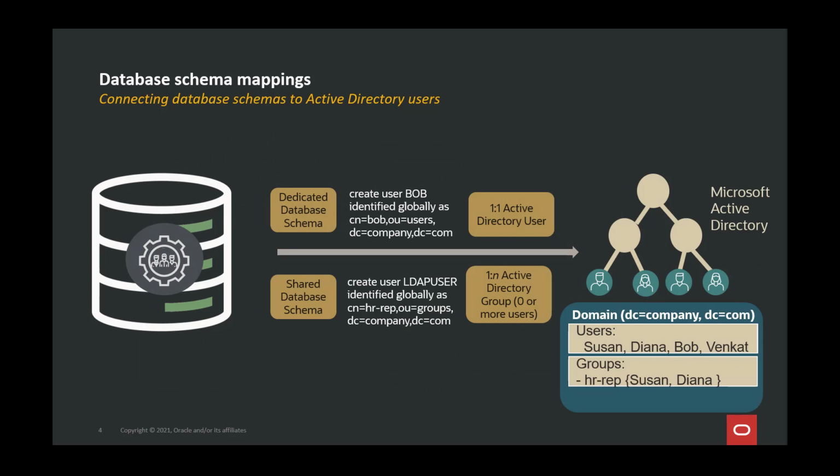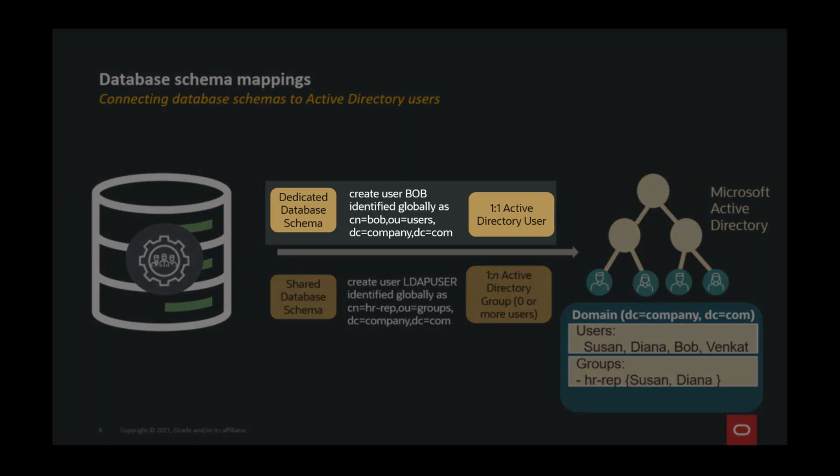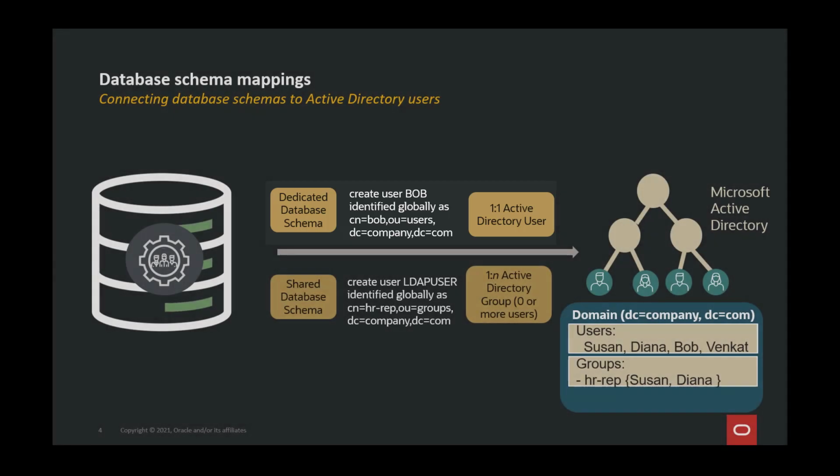Now, I'd mentioned that we're going to map database schemas to Active Directory users. We have two options for how we do this mapping. We can use what's called a dedicated database schema, and this is one where you have the schema in the database with a one-to-one relationship between the database and Active Directory. So as you can see here, I'm going to create a database schema called Bob, identified globally as CN=Bob, OU=users, and you see the rest. In other words, Bob in the database equals Bob in Active Directory.